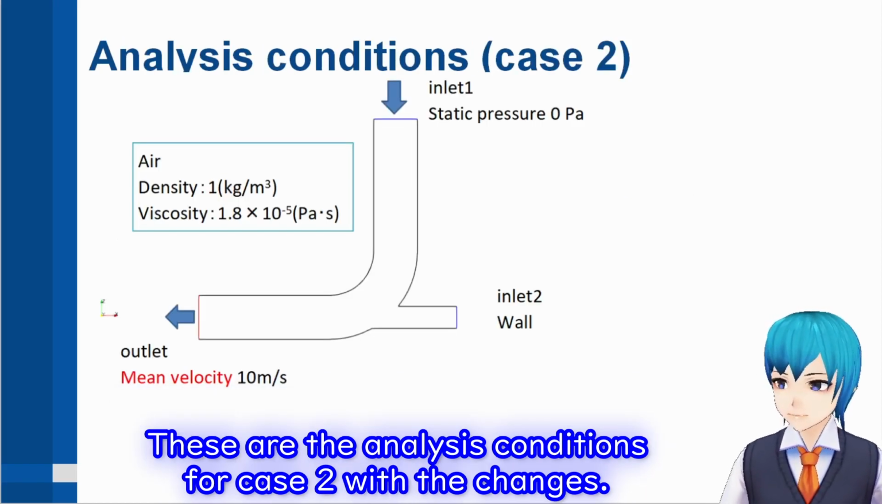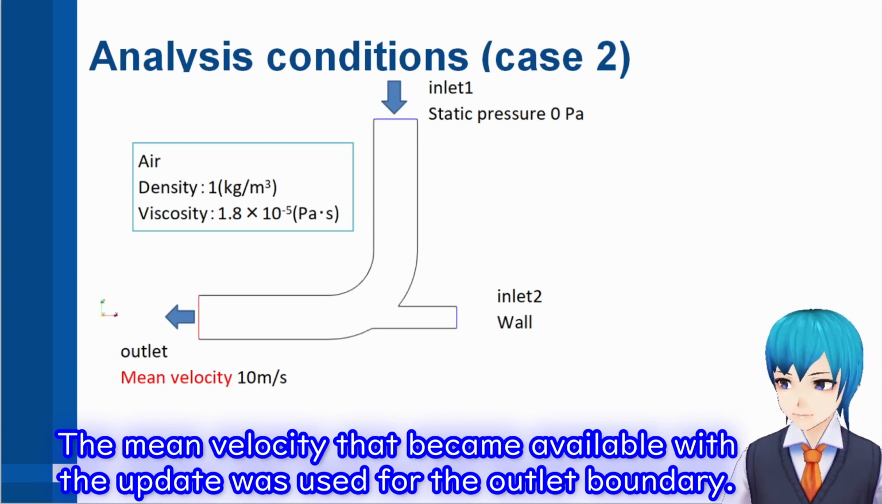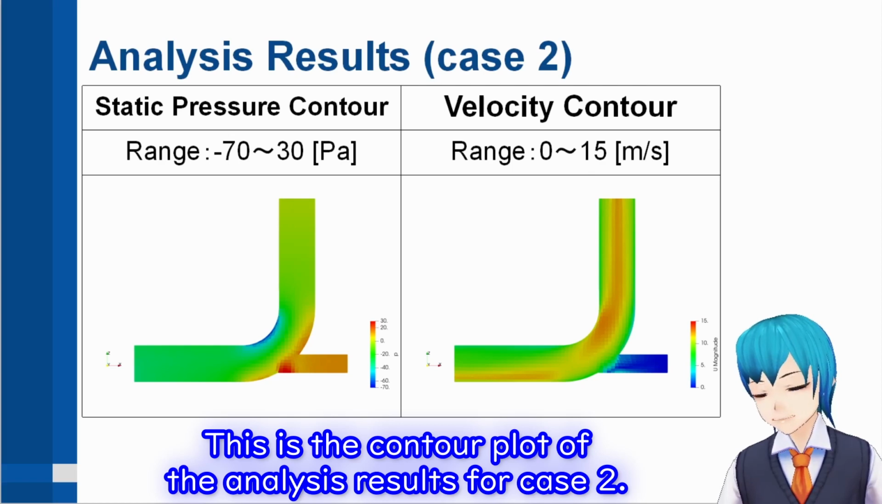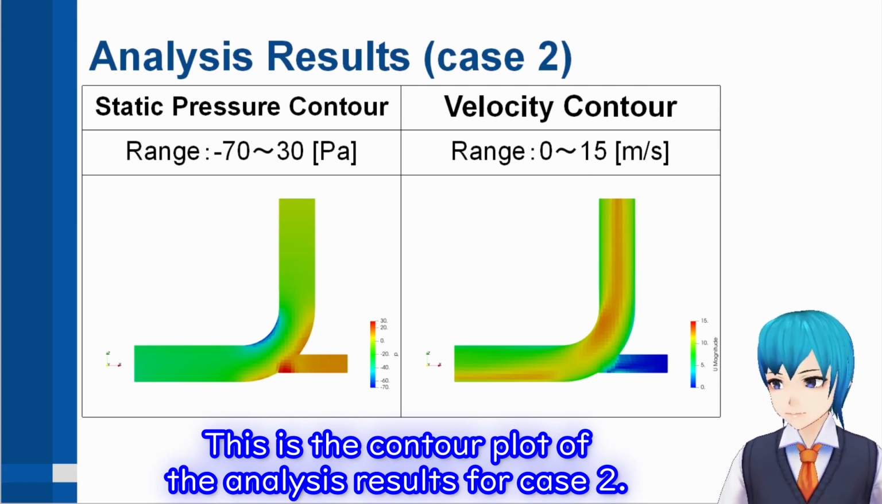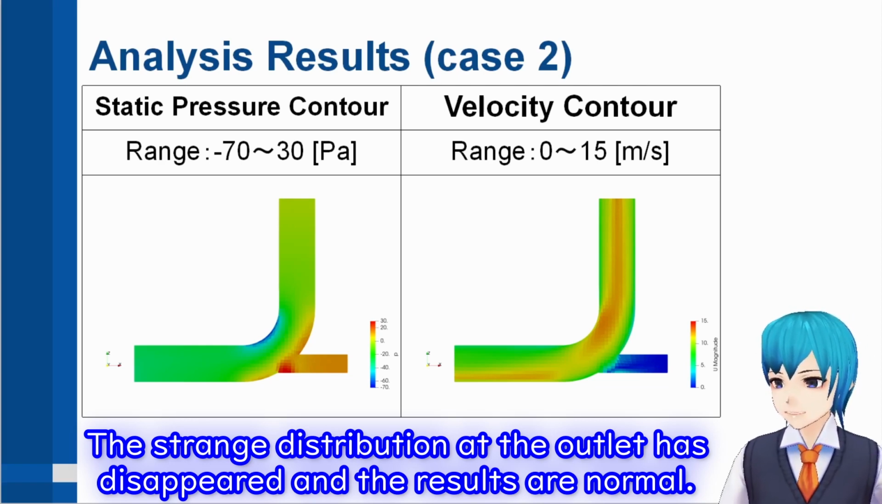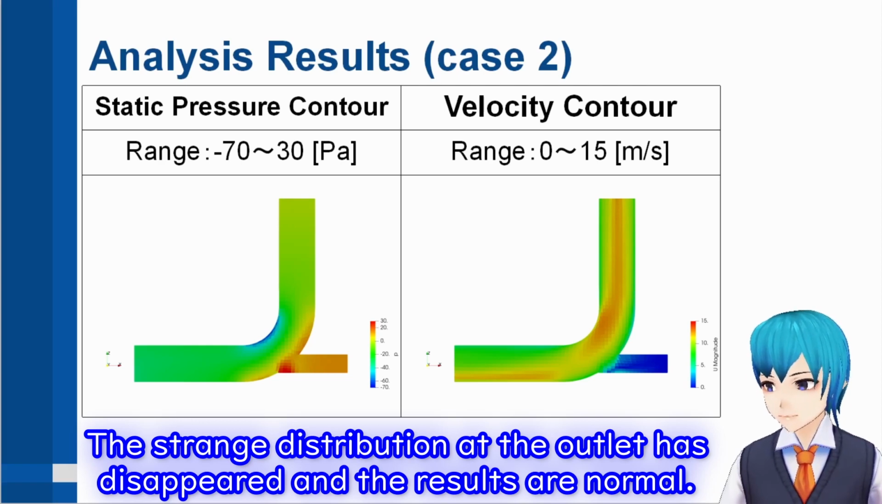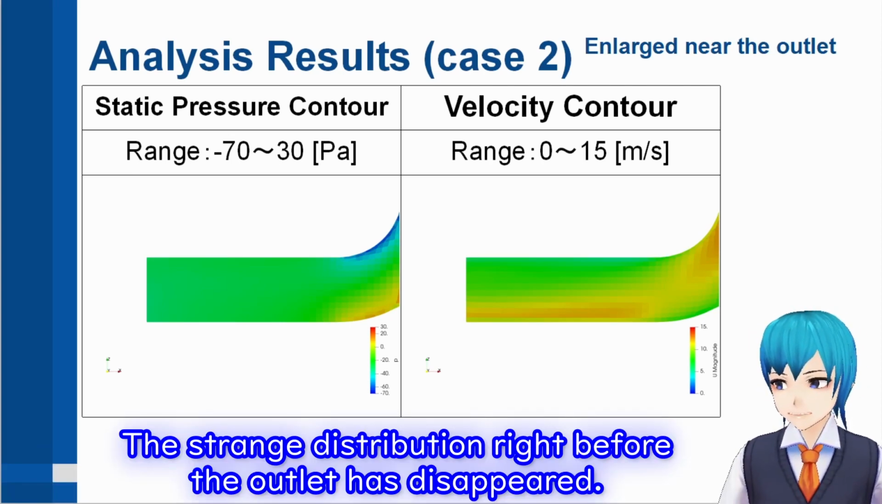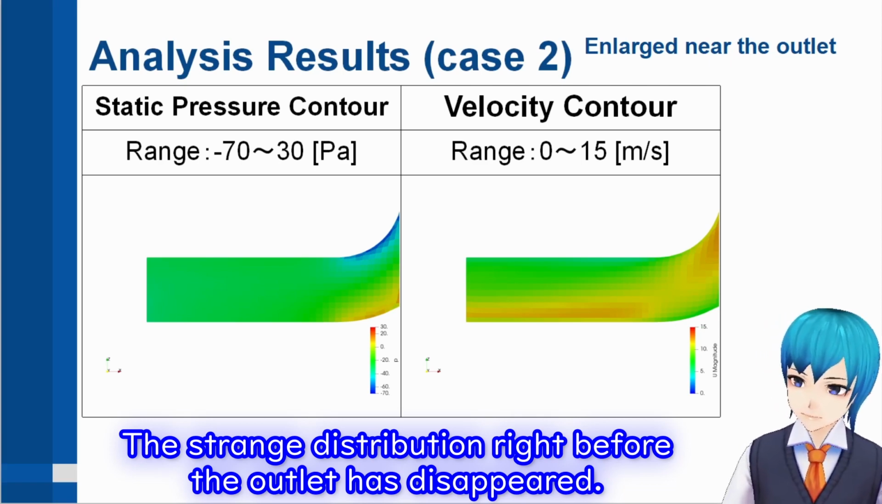These are analysis conditions for case 2 with the changes. The mean velocity that became available with the update was used for the outlet boundary. This is the contour plot of the analysis result for case 2. The strange distribution at the outlet has disappeared and the results are normal. Let's zoom in and check the area near the outlet. The strange distribution right before the outlet has disappeared.